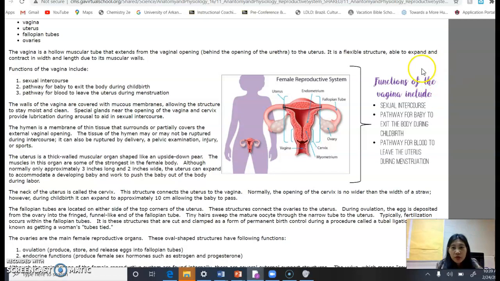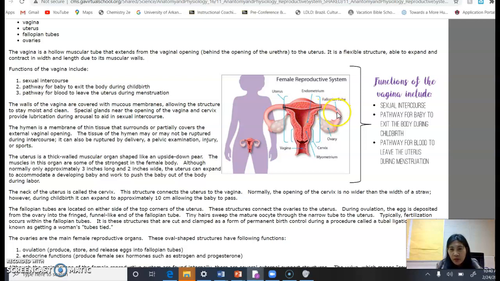The fallopian tubes are located on either side of the top corners of the uterus. These two here, as you can see, are the fallopian tubes, and these structures connect the ovaries to the uterus. This is the ovary, and it connects to the uterus. During ovulation, the egg is deposited from the ovary into a funnel-like end of the fallopian tube. Tiny hairs sweep this mature oocyte through the narrow tube toward the uterus, and typically fertilization occurs within the fallopian tube.